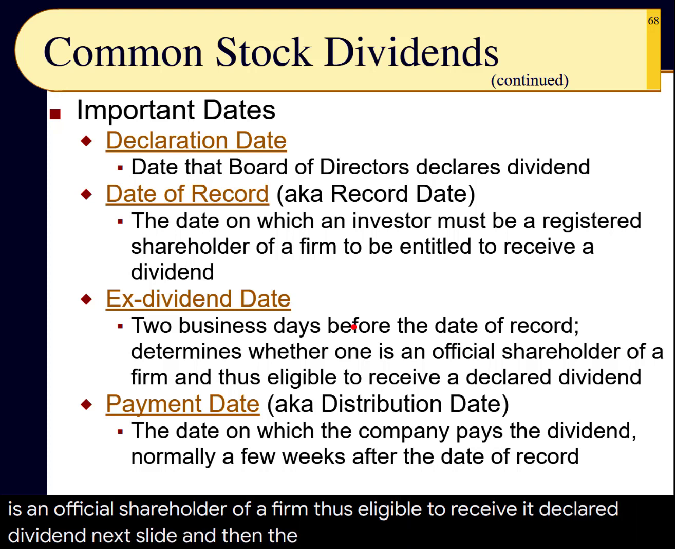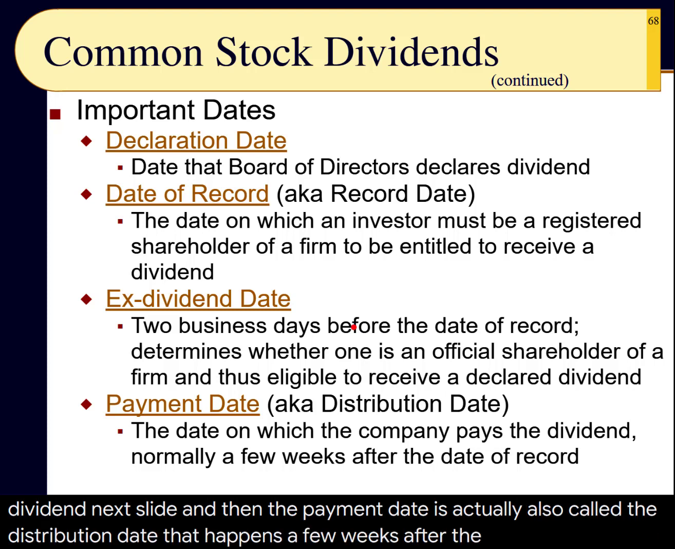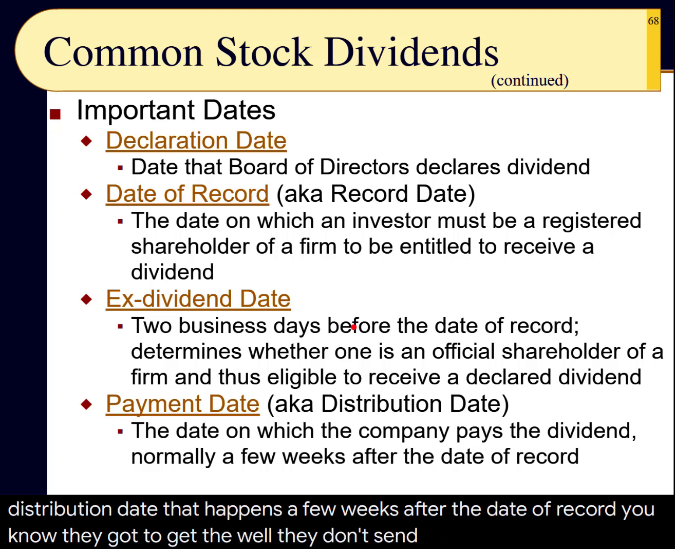And then the payment date is actually also called the distribution date. That happens a few weeks after the date of record. They don't send checks anymore. It's all electronic.